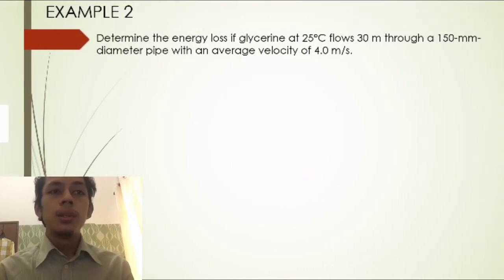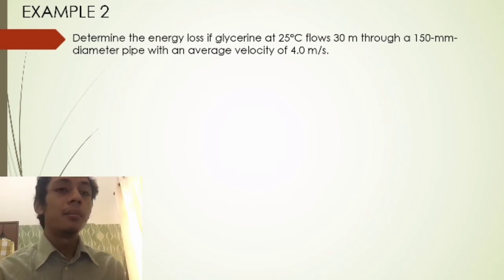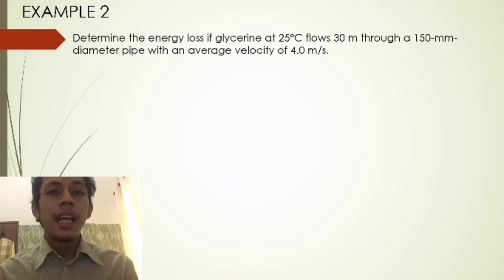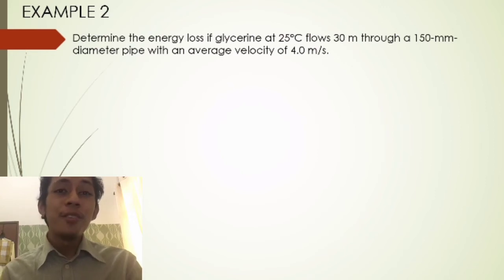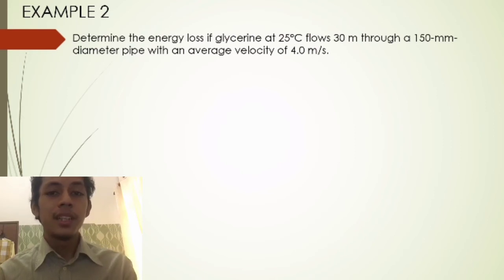Darcy's equation. So we will look at example 2, which states here: determine the energy loss if glycerin at 25 degrees Celsius flows 30 meters through a 150 millimeter diameter pipe with an average velocity of 4 meters per second. First, we have to analyze all the important keys. What does this question want? This question wants the energy loss.